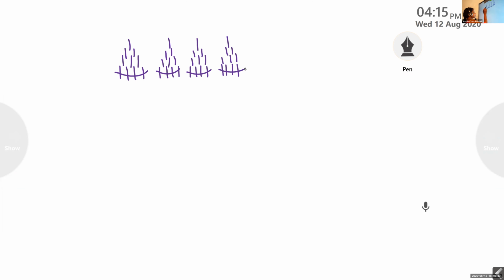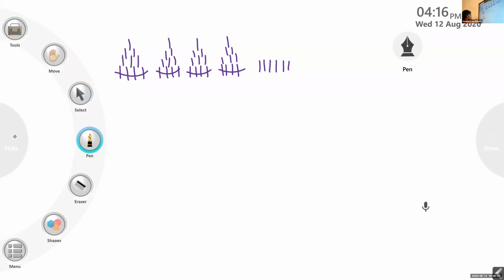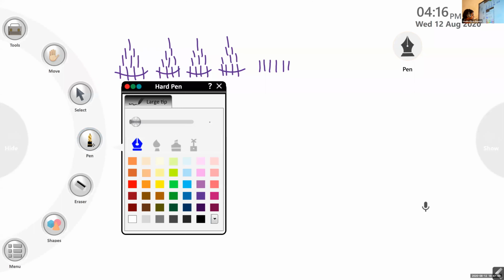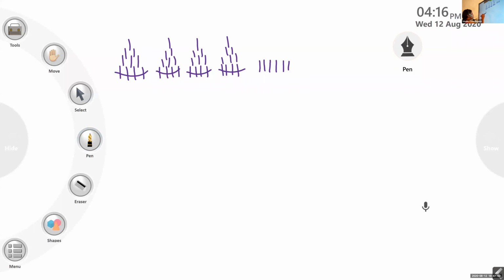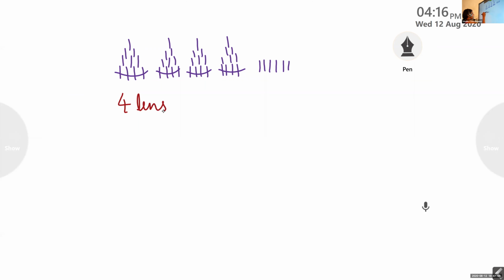One, two, three, four. 4 bundles of 10 and 6 ones. So 4 bundles of 10 or 4 tens and 6 ones. Very good. What is the number? 46. What is the spelling of 46?